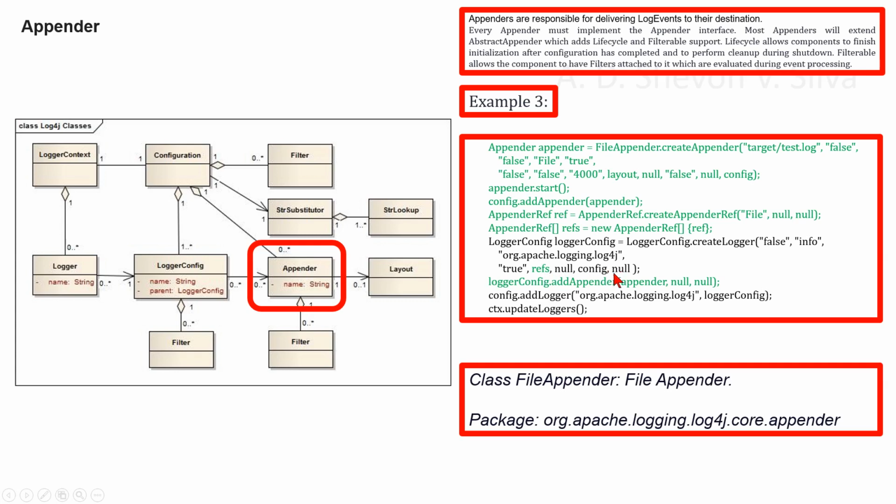This is in the LoggerConfig, addAppender. This will add an appender to the LoggerConfig. This is appender and level and filter. This is addLogger, and this is the logger name and the LoggerConfig here, and this will update loggers in the context.